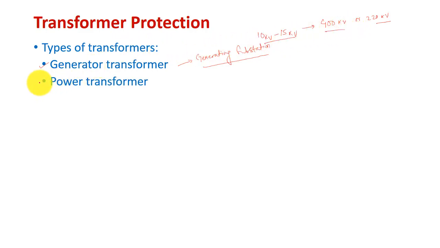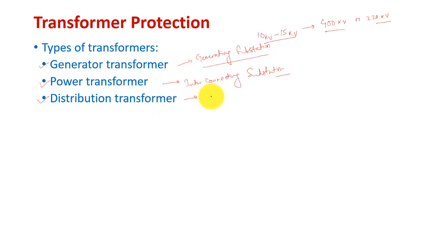Another one is your power transformer, which is used for interconnecting substations. In the interconnecting substations they are used, so they are called power transformers. And then next is your distribution transformer, which is used in the distribution substation. The function of this is to step down the voltage. This is a step down transformer.